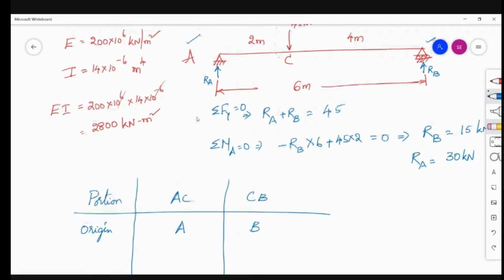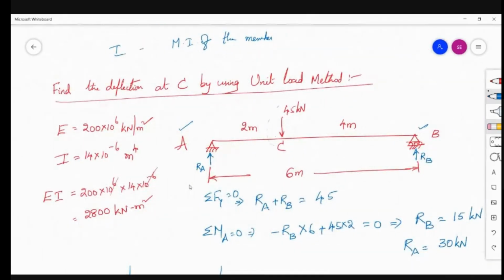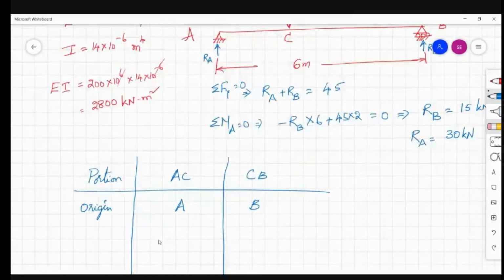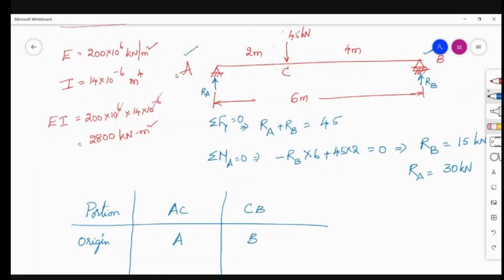Let me repeat once again. In the given beam, we have divided it into two portions as there is a change in the loading pattern at C. So AC is one portion and BC is another portion. Now we have to consider the origin. From the support end, A is your origin; from the right side, B is the origin.